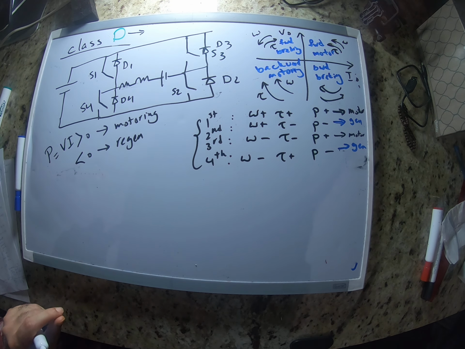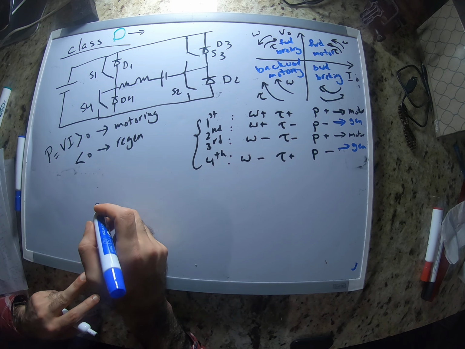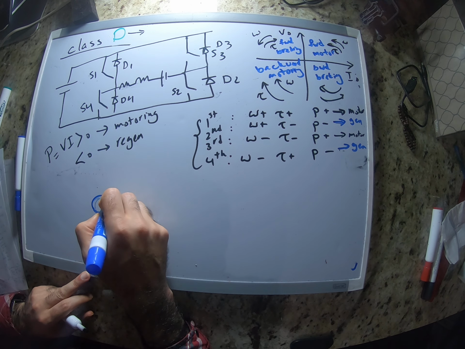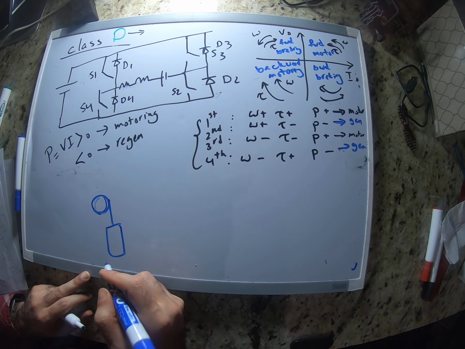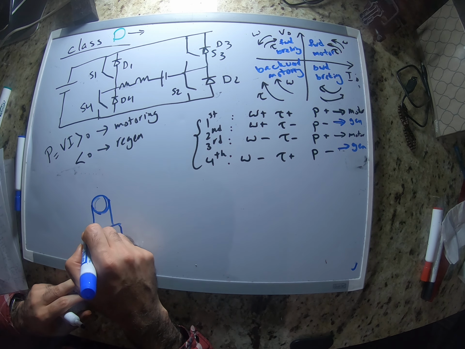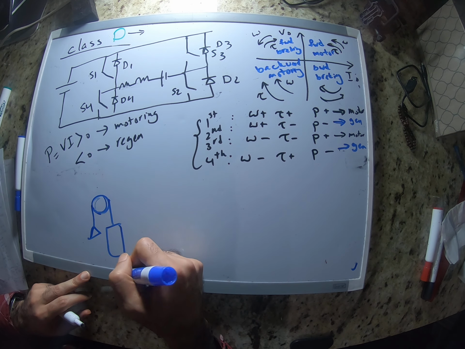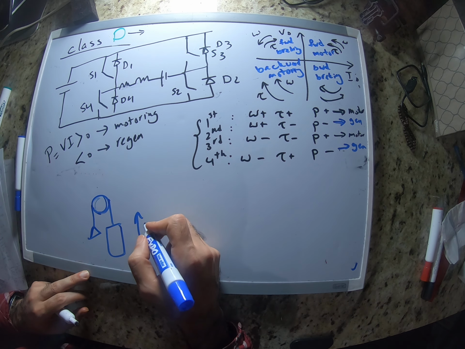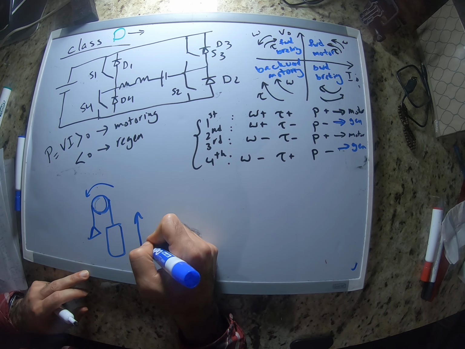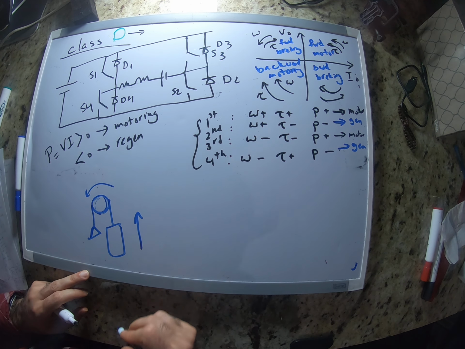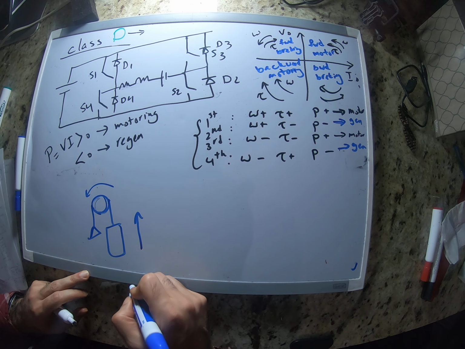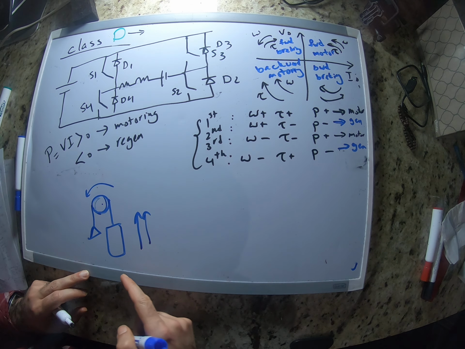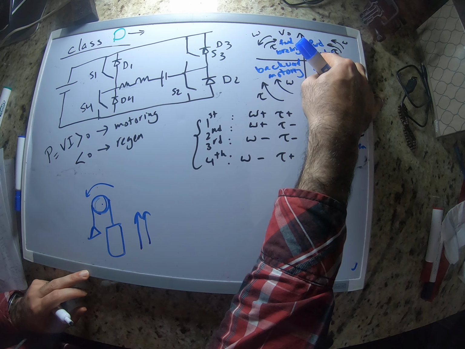Okay, so let's assume that we have an elevator that you're pulling up or pulling down. So if you're going in this direction, that means that the motor is running in the counterclockwise direction. If you start the motor and it has a positive torque, it means that it's going to be in the forward motoring section.